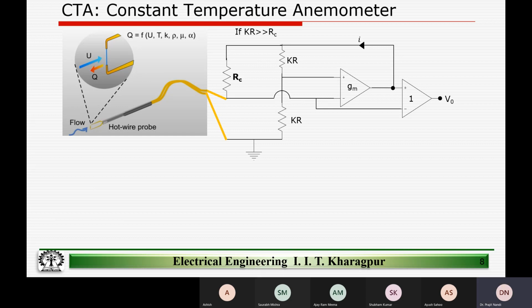So please note these resistors are K times R, some constant, some algebra I've taken, K times R. And what we are ensuring is that K times R is much greater than, let's say, RC. And of course, in steady state, what will happen? These two voltages will be equal, right? Because this is an amplifier with a large gain. This loop has a large gain. We'll look at the transfer function and we will qualify why the loop has a large gain.